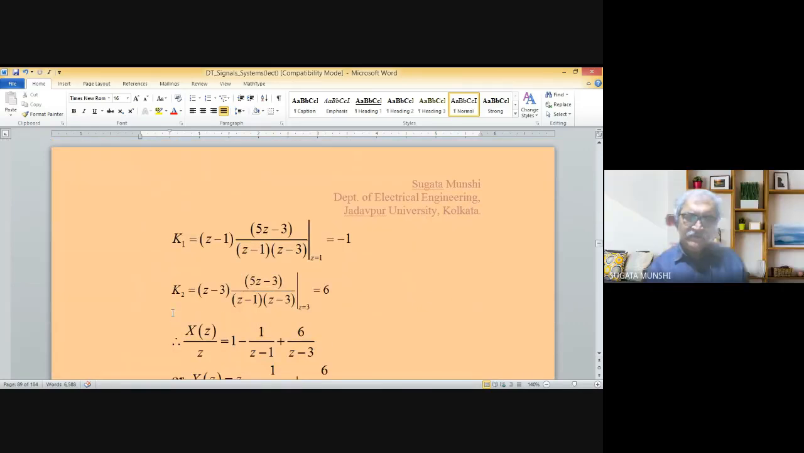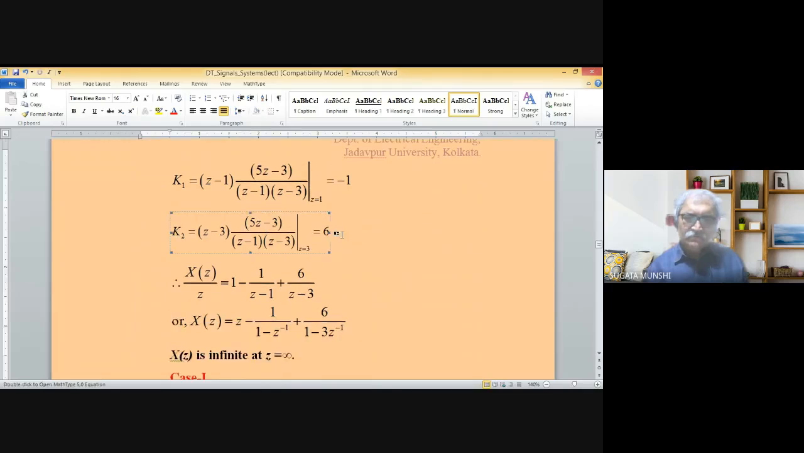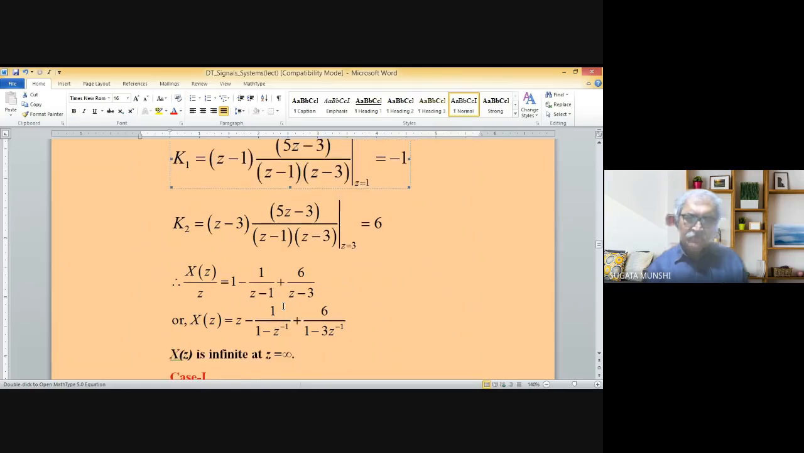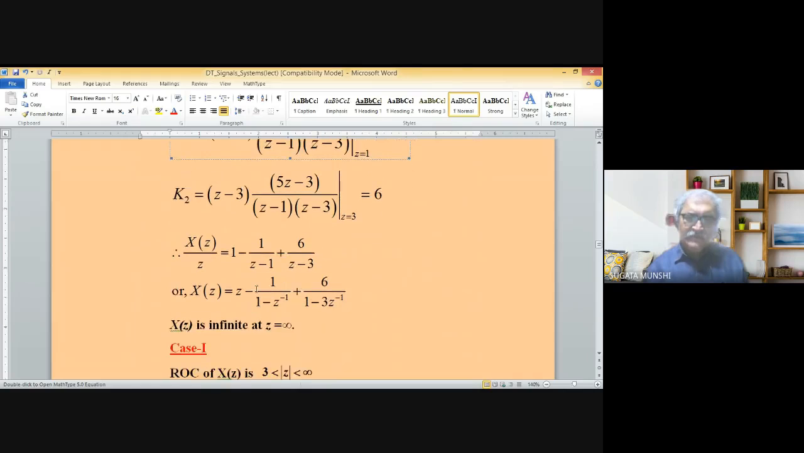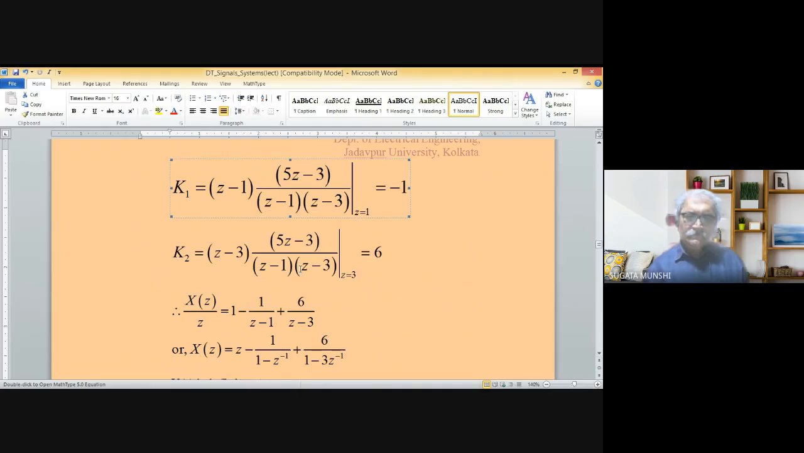k1 comes out as minus 1, k2 comes out as 6. So X(z) by z becomes 1 minus 1 by (z minus 1) plus 6 divided by (z minus 3). So X(z) is 1 minus z to the power minus 1 divided by 1 minus z to the power minus 1, plus 6 divided by 1 minus 3z to the power minus 1.